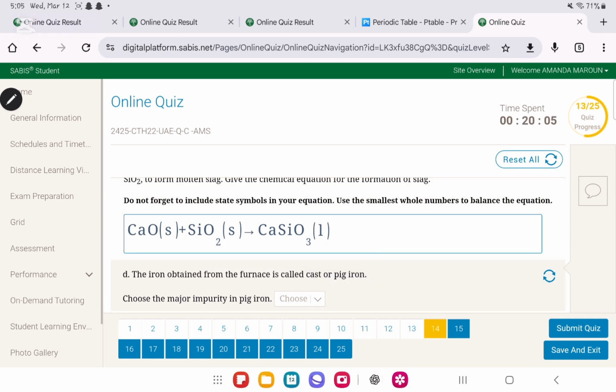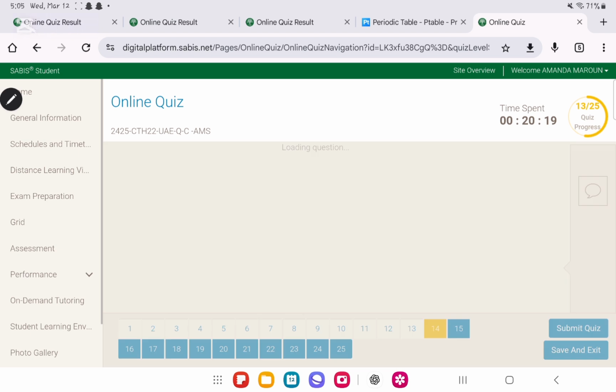Okay, so now for part D, the iron obtained from the furnace is called cast or pig iron. Now choose the major impurity in cast or pig iron. It is definitely for sure carbon. So keep in mind that the biggest impurity is carbon.